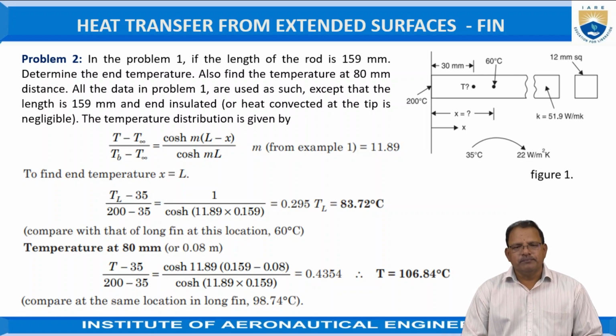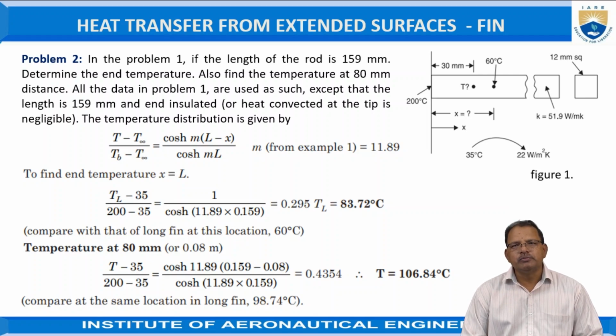Using the data of problem number 1, we are solving one more problem. Problem 2: in problem number 1, if the length of the rod is 159 mm, in the previous case we took the length of the rod as 80 mm only, determine the end temperature. Also find the temperature at 80 mm distance. All the data in problem number 1 are used as such, except the length is 159 mm, and the end is insulated, or heat convected from the tip is negligible.